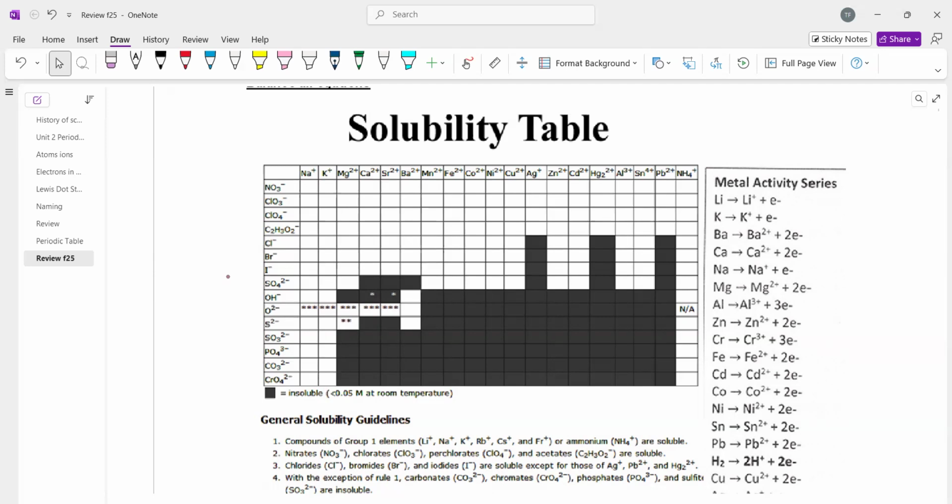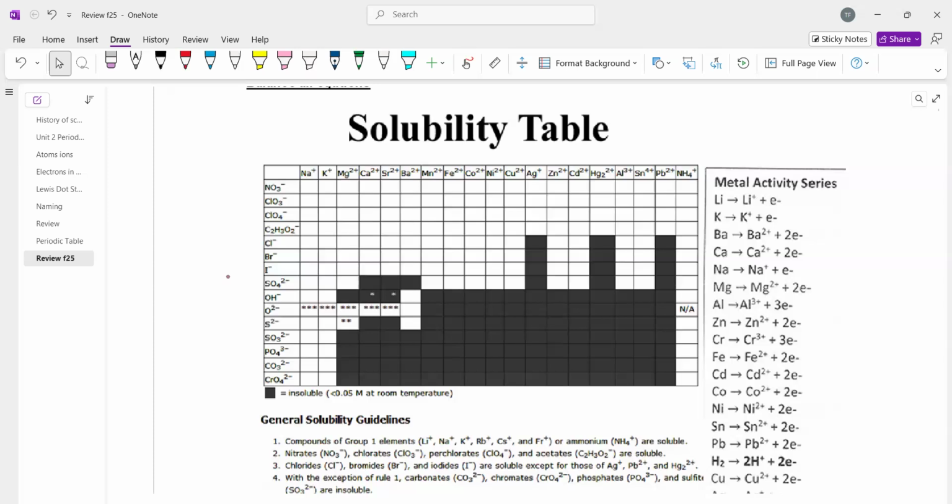Okay, so take the chloride and the lead, bring them together. What's the color of the block? Black. What does that mean? Insoluble or solid? Okay, so the lead chloride is solid, it's a white solid.